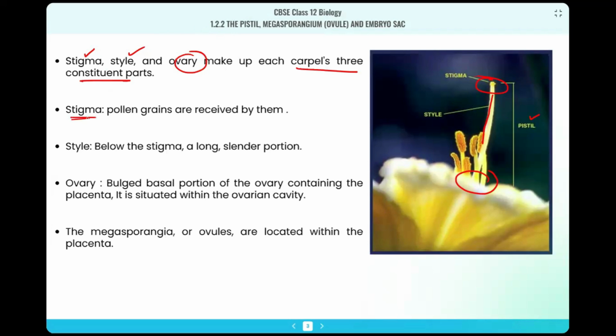Now, stigma is where the pollen grains are received. Style is below the stigma. It is a long, slender portion, as I told, like a filament. And finally, the ovary is the bulged basal portion containing the placenta, and it is situated within the ovarian cavity. So the megasporangia or ovules are located within the placenta.